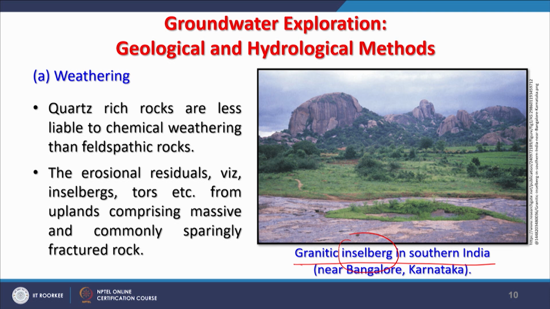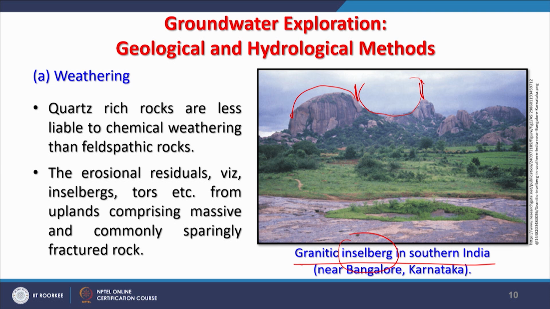So, suppose in this area there were more feldspathic rocks, or rocks rich in feldspar rather than quartz, then they would get weathered much more easily than this part. So it depends on the mineral composition; even within the same rock, these can vary.